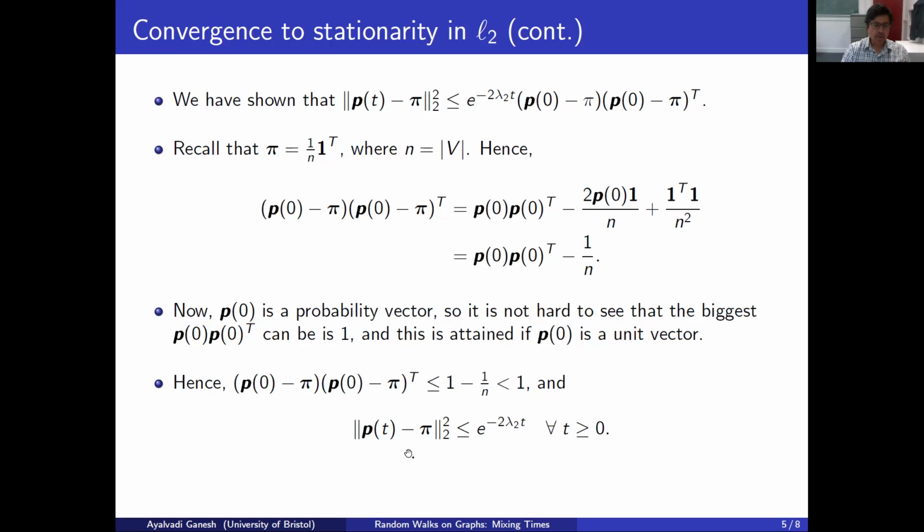But recall that we were more interested in the total variation distance. So we want to now see how quickly the total variation distance decreases to 0. And in order to do that, we want to relate the total variation distance to the Euclidean distance. So that's what we are going to do next.